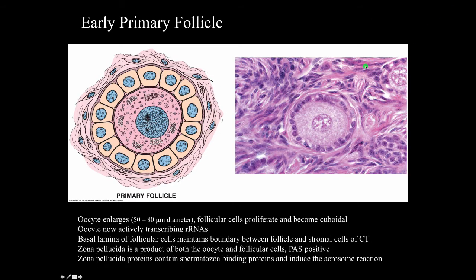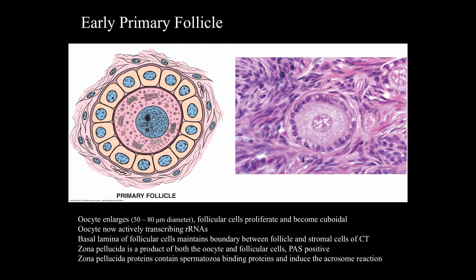Here's an early primary follicle, both histologically and in the diagram. Here the oocyte is enlarging. It is now perhaps 50 to 80 microns in diameter. The follicular cells are beginning to proliferate and they're becoming cuboidal. That's clearly visible in the histological image, and it's also nicely visible on the cartoon.